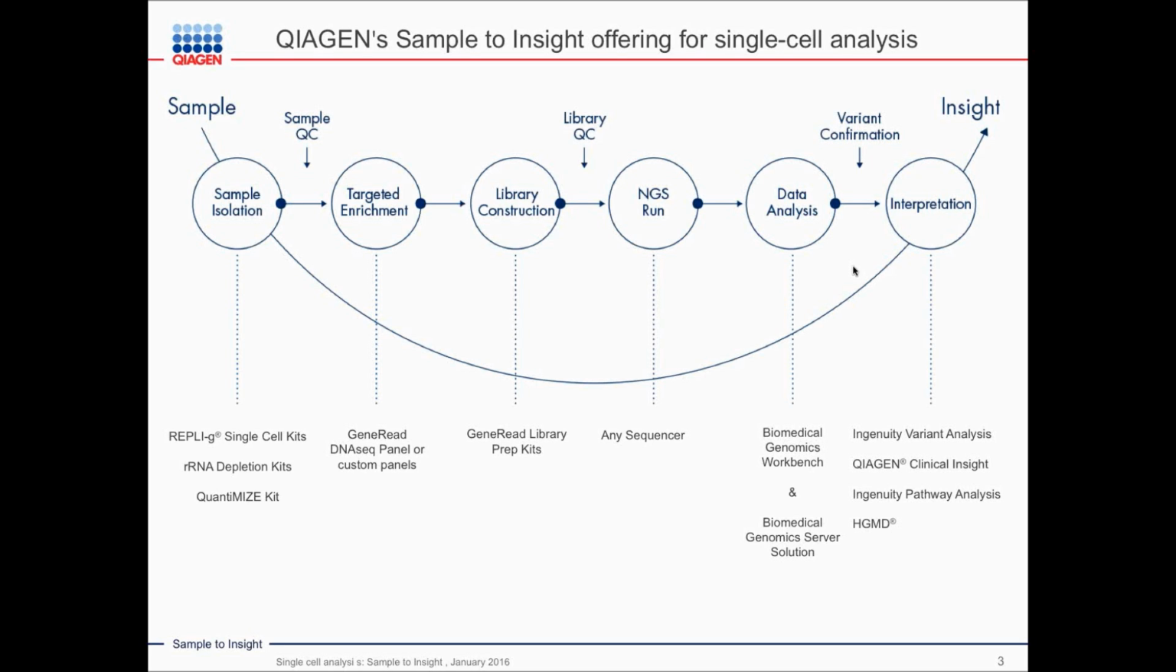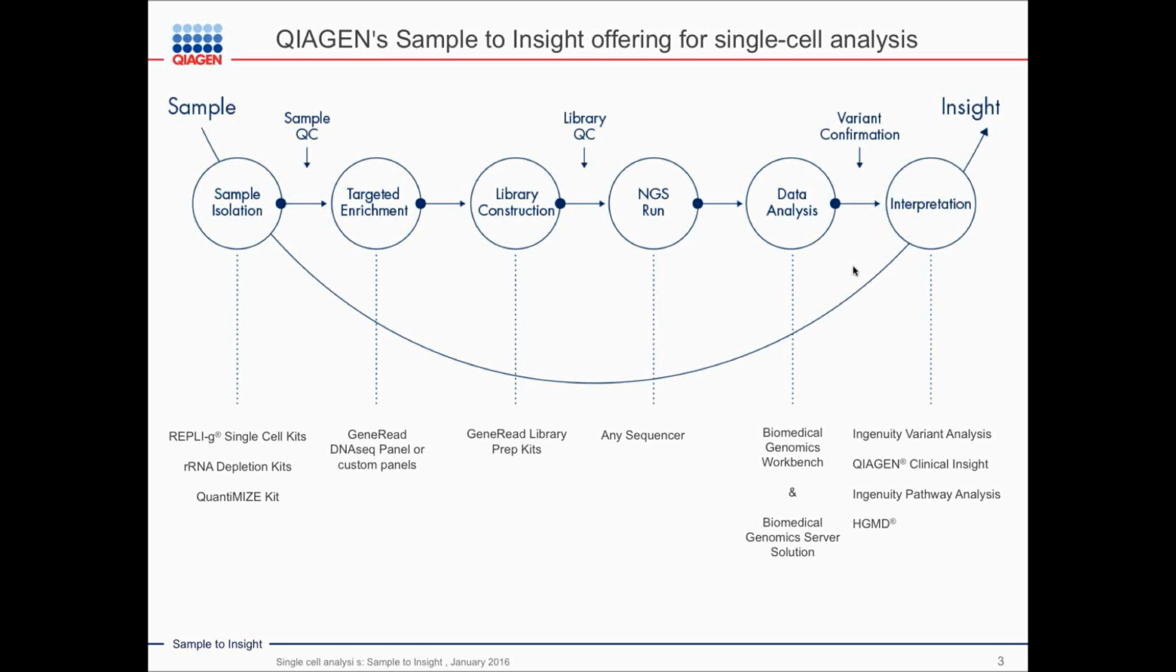We also have targeted enrichment with the GeneRead DNA-seq panels, and this is coming from the acquisition that QIAGEN made in Frederick with Avail Biosciences. We then have library construction with the GeneRead library preparation kits. The NGS runs can be run on any sequencer, so if you have a next-gen sequencer in your lab, you can use that. You can also learn more about the GeneReader sequencer that is part of the complete NGS sample to insight system that we launched at the molecular pathology meeting in November.